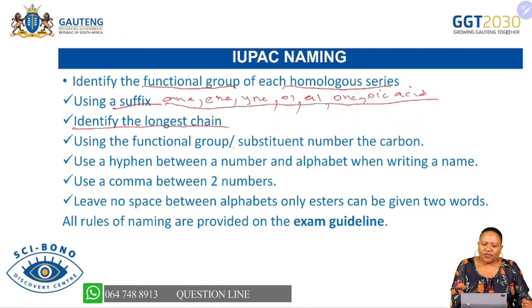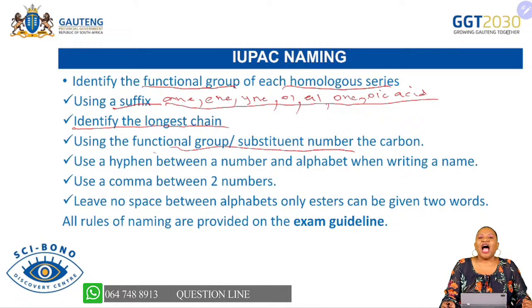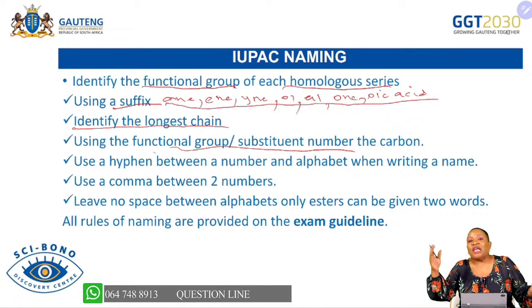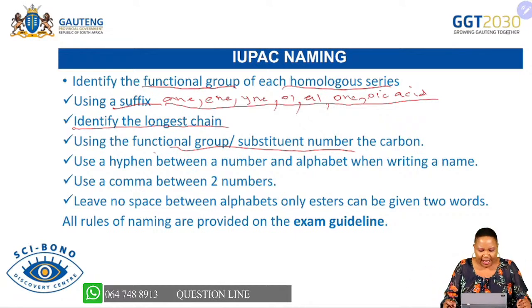And then after identifying the longest chain, you can start numbering your carbons according to the functional group, or according to the substituents, whichever is closer to the edge. We normally say closer to the end, and when you refer to the end in our scientific way, the end can be the beginning, or the beginning can be the end. It doesn't matter, but you look at the carbon at the edge in terms of numbering, and where the substituent or the functional group is.